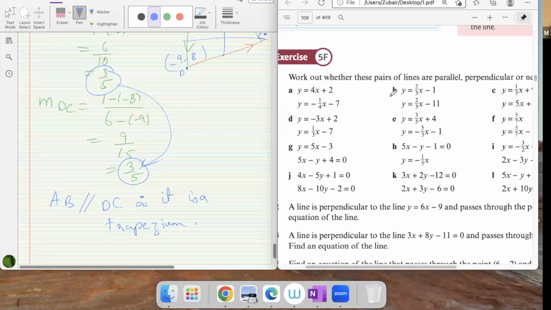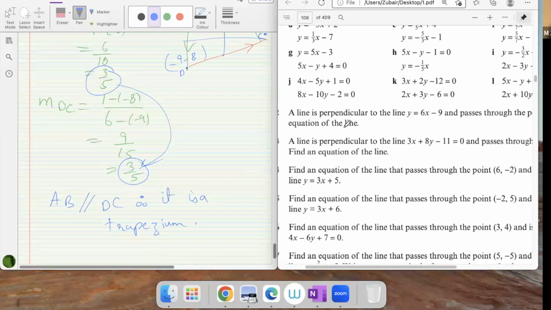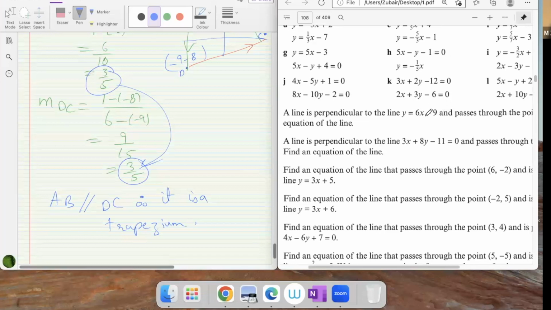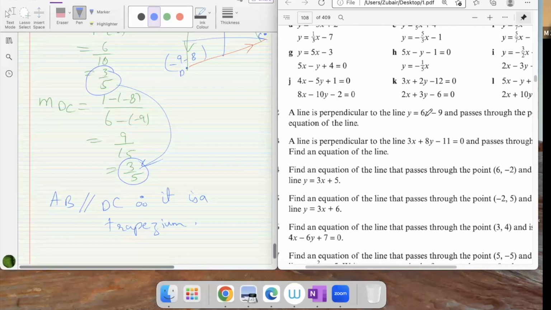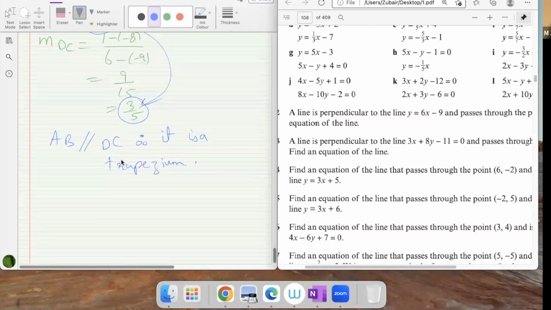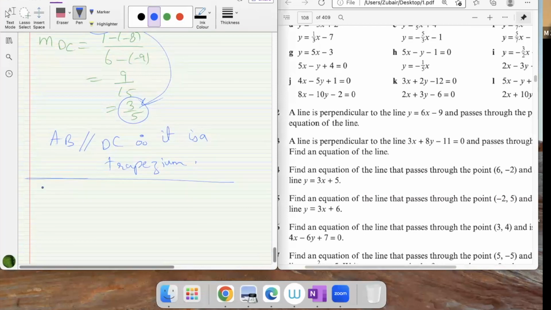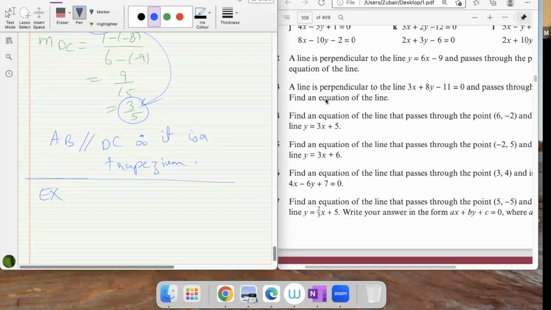So this is the exercise on the same concept. Let's do the questions with this statement. A line is perpendicular to the given line and passes through the point (0, 1). Find the equation. Firstly, it says it is perpendicular to the given line, so that means we can extract the gradient from this. Exercise 5F.